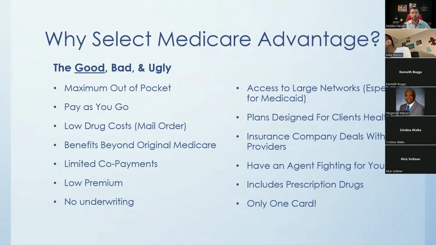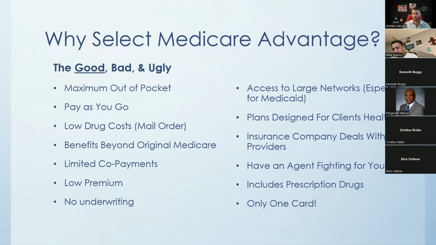So benefits, like we talked about, beyond Original Medicare: limited co-payments. You go to the doctor, all you pay is $20 when you go see that specialist. That's it. That's what your co-payment is. You don't get a bill for anything else. Low premium to no premium, basically $0. No underwriting. If someone's as sick as can be, there's no underwriting. In fact, there are plans designed for people that are very sick, that have heart issues, that are diabetics and have diabetic neuropathy. There are plans designed for people like that. Access to large networks, especially for those on Medicaid, which is pretty awesome. Plans designed for clients' health, like what I was just talking about with no underwriting.